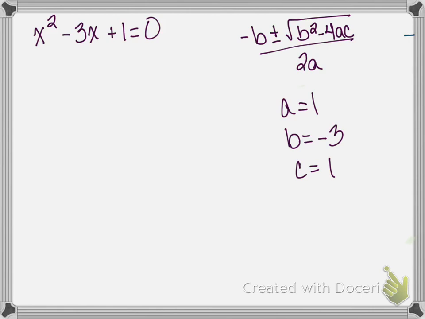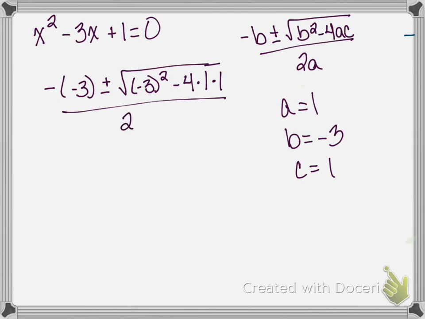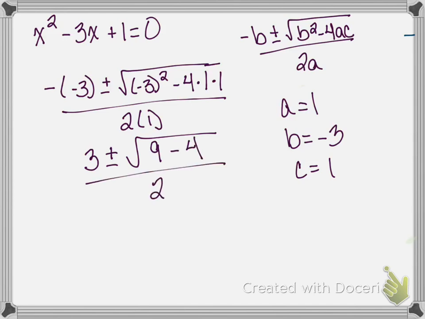Okay. So I've got negative b. My b value is negative 3. Plus or minus the square root of negative 3 squared. You are squaring the negative and you are squaring the 3. Minus 4 times a times c. And all of that is over 2a. Negative negative 3 is positive 3. What's negative 3 squared? Good. Positive 9 minus 4. Three plus or minus the square root of 5 over 2.